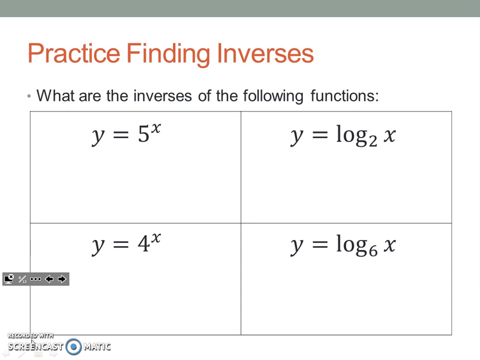Okay? So, first example up here, I have y equals 5 to the x power. This is an exponential function. So the inverse is going to be a log function because the inverse of an exponential function is a log. So I'm going to have y equals log. Now in order for them to be inverses, their bases have to match. So this is a base 5. So that means I need a log base 5 of x. Their bases have to match.